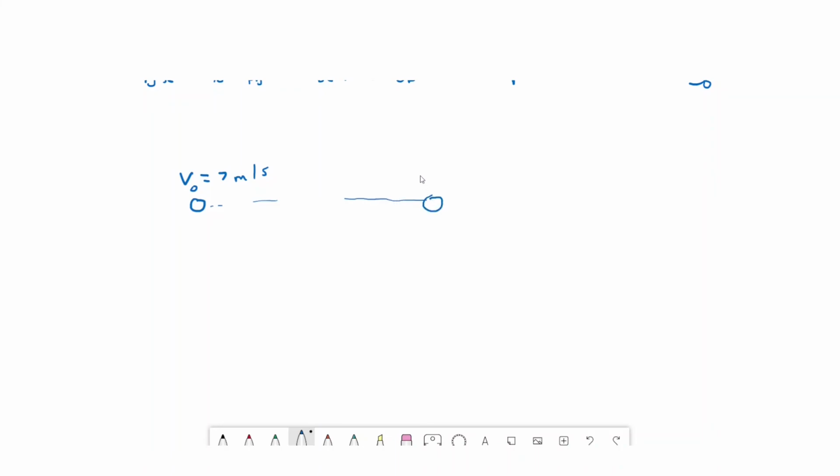Now when it reached this point, it actually stopped, right? It stopped and then turned back. So it turned back, and of course this speed becomes the initial speed when it's turning back, in meters per second. It turns back, and let me just say it stops somewhere here.